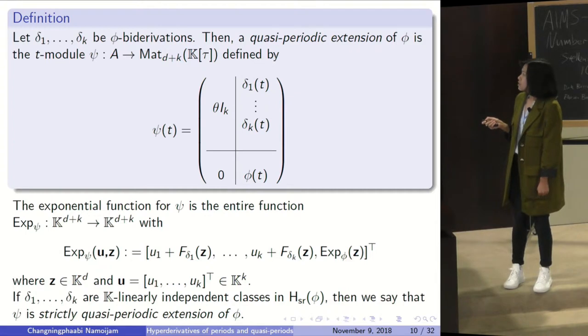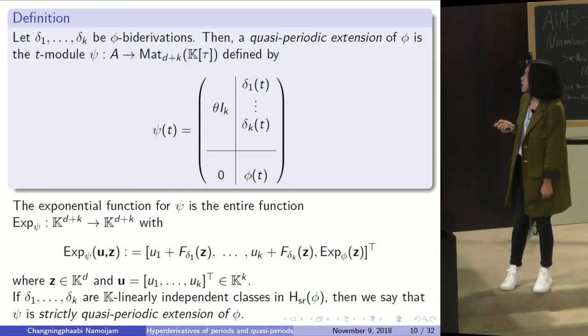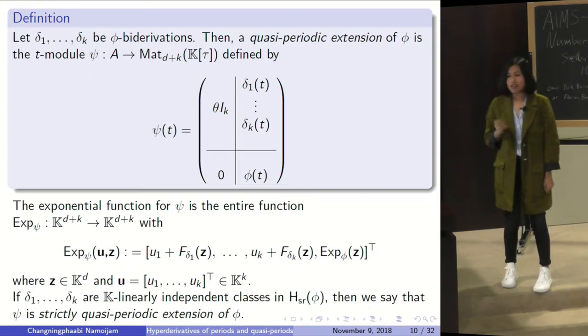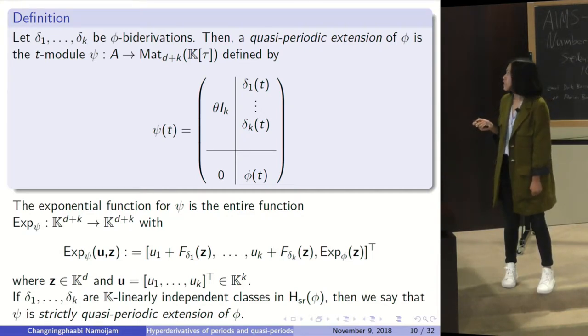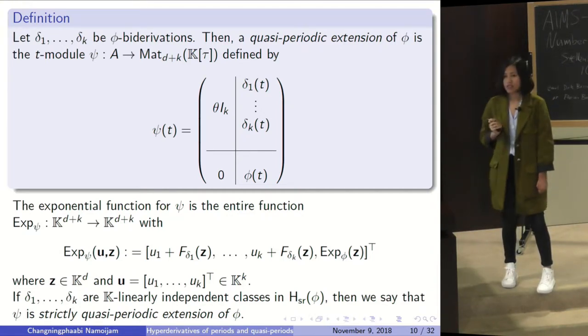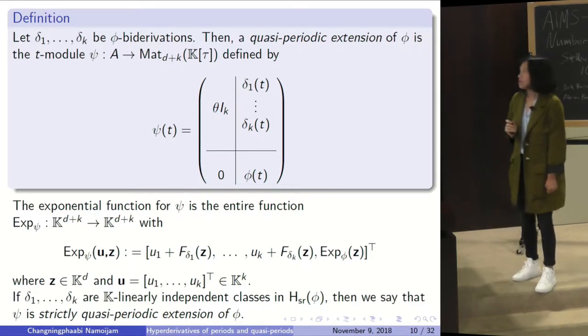So if I take some biderivations, delta 1 to delta k, then a quasi-periodic extension of my t-module phi is a t-module C whose dimension is going to be d plus k, where k is the number of biderivations I took here, which is given in this way.